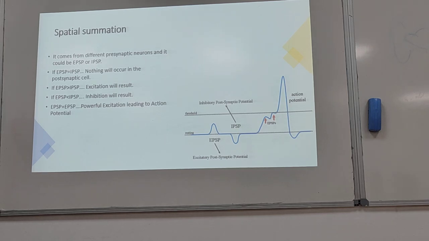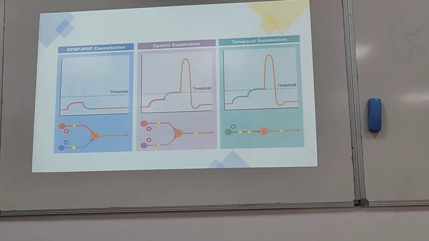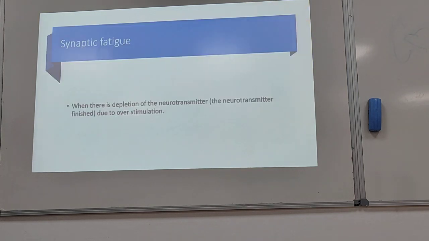Spatial summation. Alright? So let's read the first line. It comes from different presynaptic neurons. And it could be excitatory or inhibitory. Diagram, this one. It comes from different neurons. It can be both plus and minus. It can be 1 plus, other negative, 0, no effect. Spatial summation. Temporal summation comes from a single neuron, repeated stimulation, which adds together to reach the threshold and give you the result.